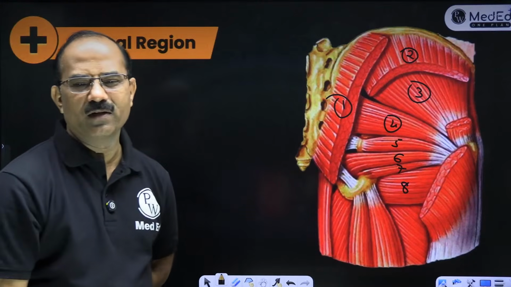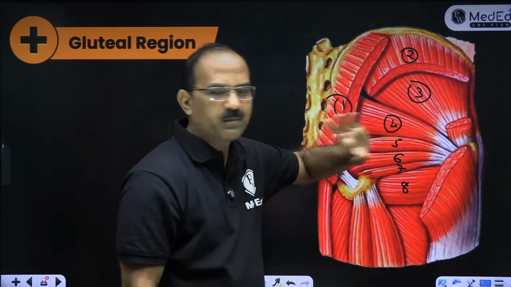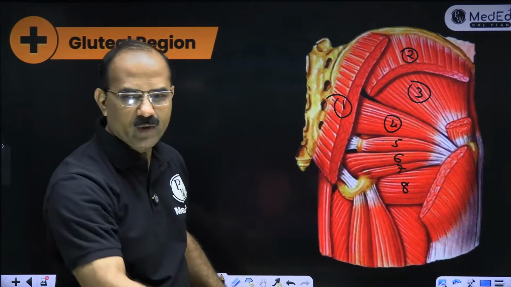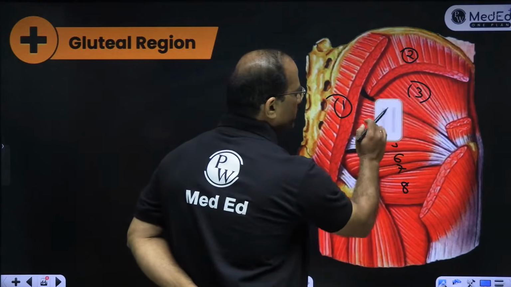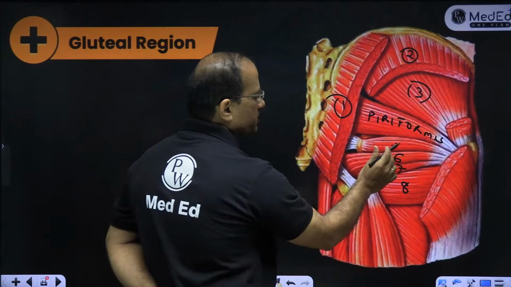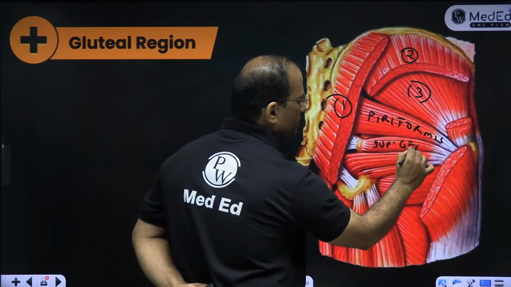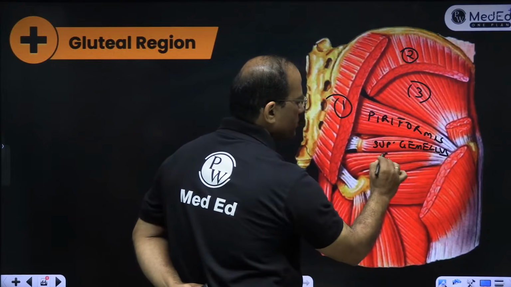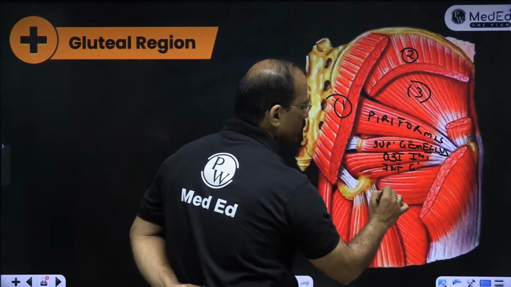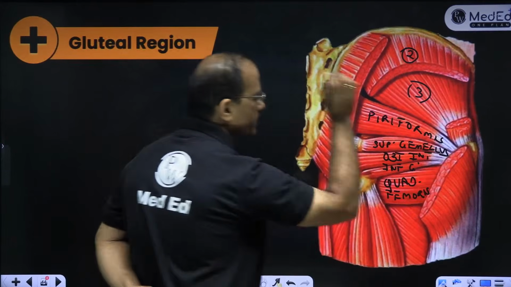Okay. Number 1 is gluteus maximus, 2 is medius, 3 is minimus. Easy. Who is number 4? Number 4 is the key muscle of the gluteal region, this is what we call piriformis. Who is 5? 5 is superior gemellus. This is obturator internus. This is inferior gemellus. This is quadratus femoris.